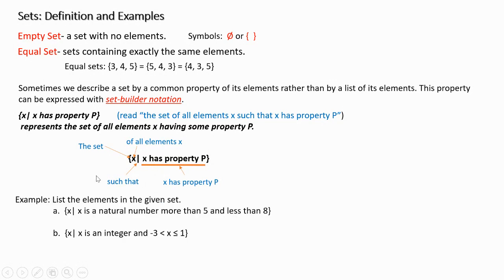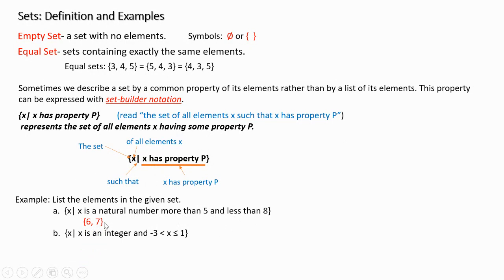Okay, now, example. List the elements in the given set. A. The set of X such that X is a natural number more than 5 and less than 8. So a natural number more than 5 and less than 8. So it's going to be 6 and 7. Why? Because it's saying the numbers more than 5 and less than 8. So it's going to be the brackets, 6 and 7. This would be my answer, what they're asking for there.